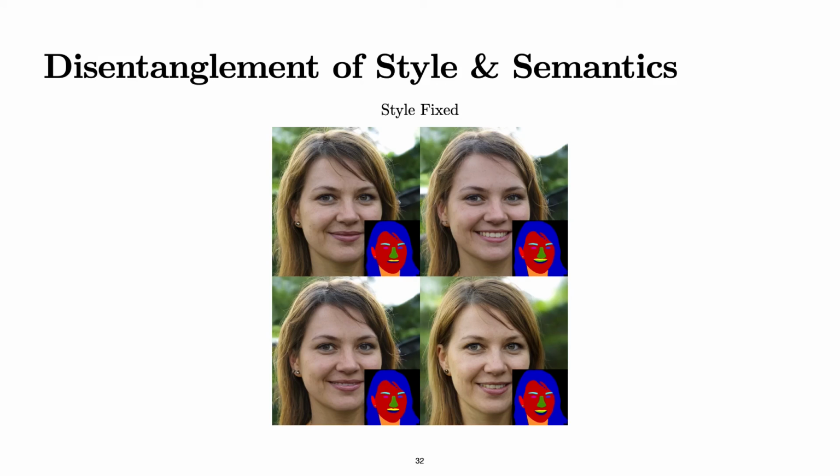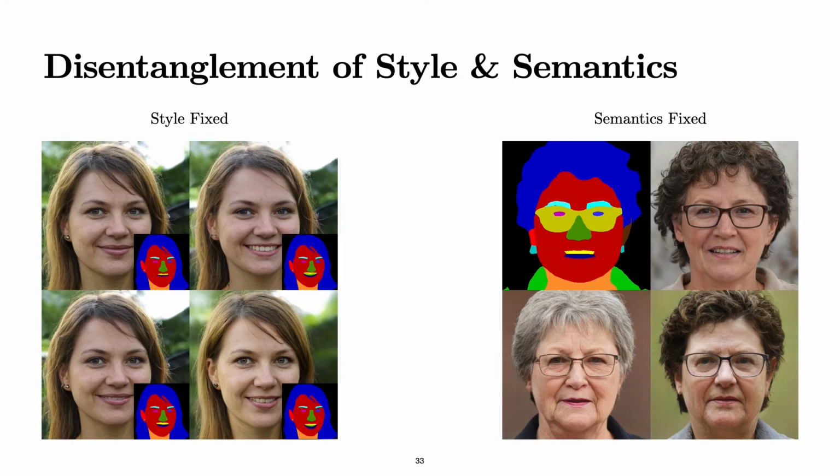In this experiment, we want to show that S2Flow can separate the semantics and style. For this, we first fix the style code and we use different semantic masks. Our model generates images that differ in semantics, here the smile, but have the same style. We now fix the semantic code and sample different style codes from the style space of our model. As seen, our model generates images that are diverse in style like age, hair color, etc., but are consistent with the input semantic mask.